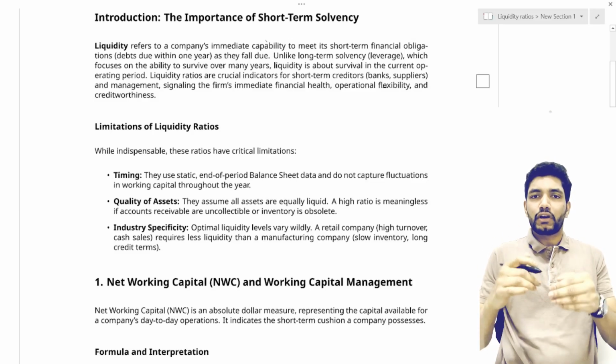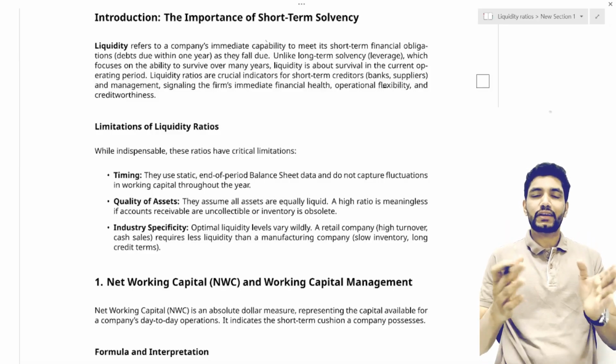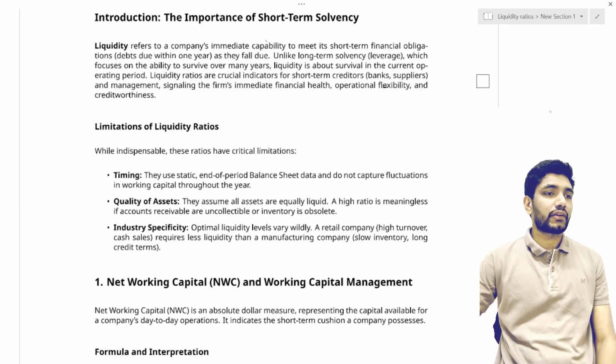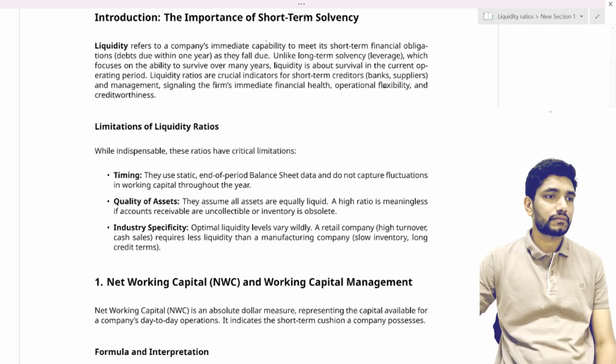In this tutorial, we are going to cover the liquidity ratios, working capital, and liquidity. So let's start with liquidity. What is liquidity?